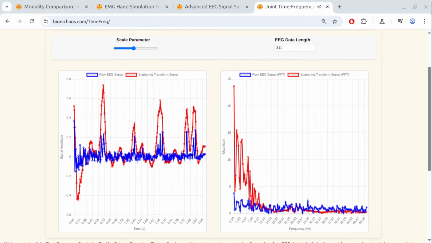Exactly. And it's interactive, too, which is cool. There's a scale parameter slider. What does tweaking that do? Adjusting the scale parameter is like changing the focus on your wavelet lens. A bigger scale smooths things out more. Okay. Makes the broader, slower trends pop, maybe reduces some noise. A smaller scale lets you zoom in on the sharper, more localized features. So you can experiment. Right. You play with it to see which scale best reveals those potential seizure patterns in whatever data you're looking at. That makes sense. Lets you really tailor the analysis.